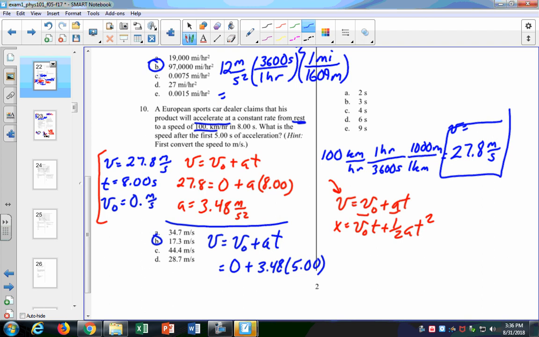Why didn't you have to move? Because at 5 seconds, he has to be going some speed slower than 27.8. Look, all these are bigger than 27.8. Clever. All right? But that's how you do it. It won't always work out that nicely, but that's how you do this. All right?